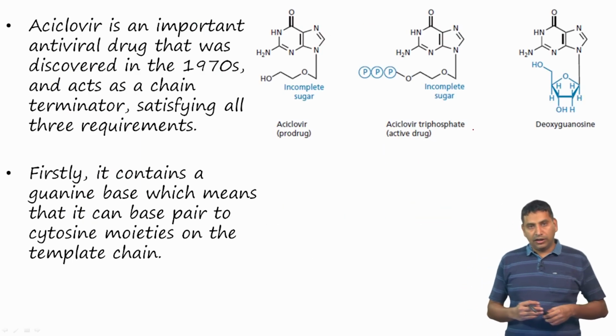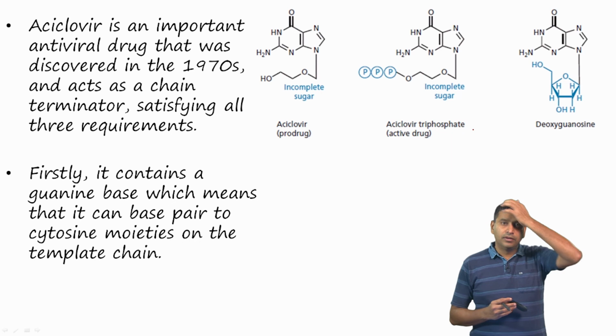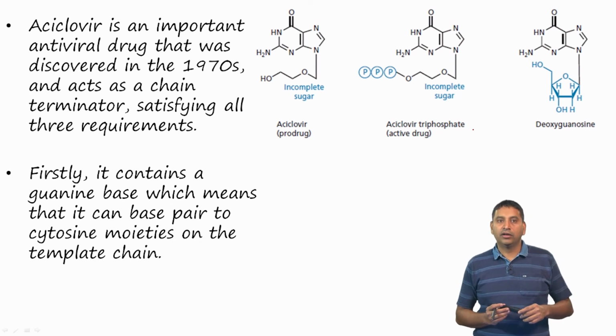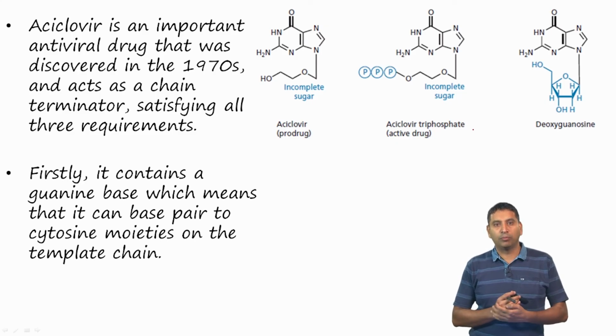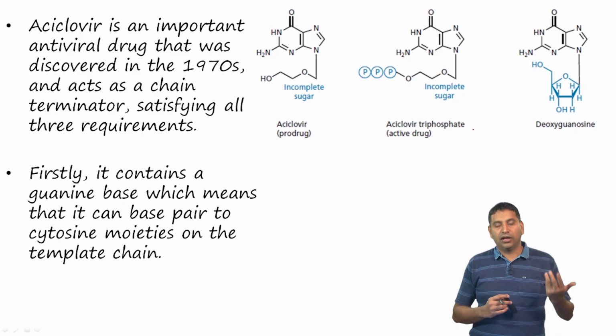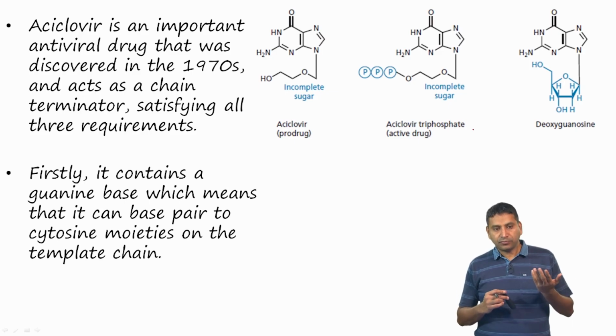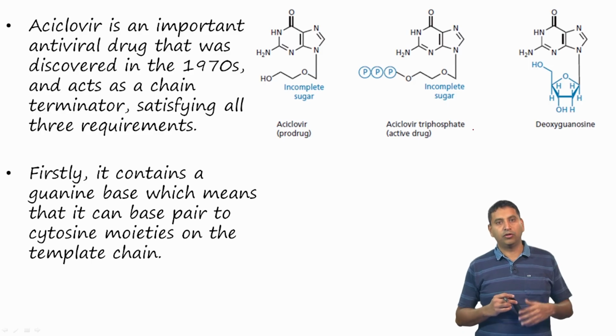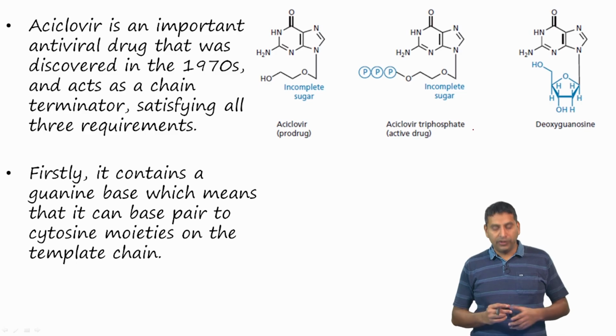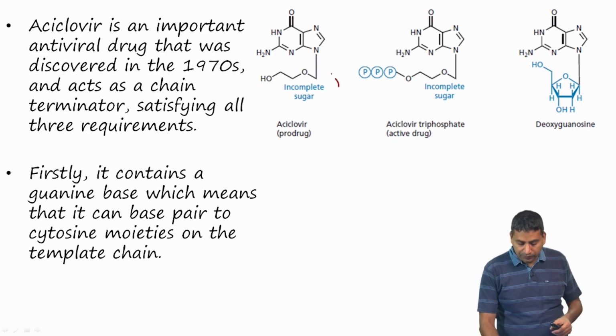An example of this is the antiviral drug whose structure is shown here. So, this actually is a prodrug. We have already looked at what prodrugs are. Prodrugs are compounds which get transformed inside the body or inside the cell to form the active drug. Okay. So, this prodrug, as you can see here, has an incomplete sugar.